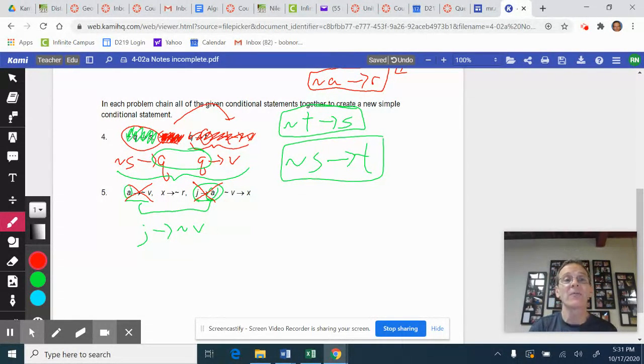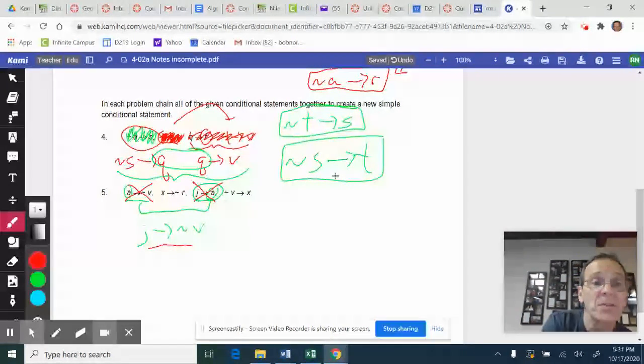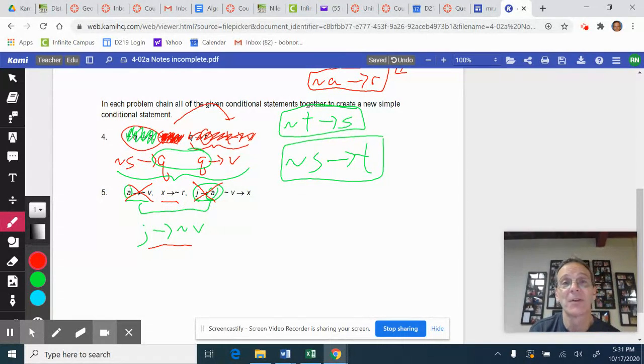Okay. And now I have reduced the 4-statement problem down to 3 statements. I'm trying to get down to 1. And when I get down to 1, I'm done. Okay. So now I've got a new statement. J implies not V. And here's an X implies not R. None of those letters are the same. So I can't combine those two.